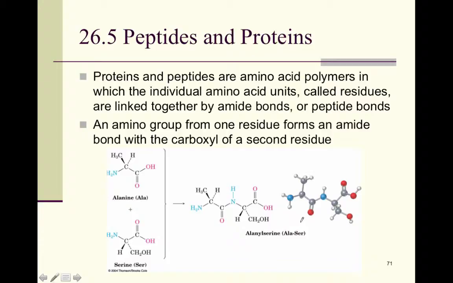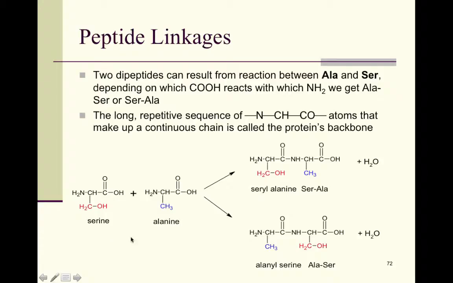So this would be alanine and serine, and that's the order of that. It does make a difference because it would be a different molecule if I had serine first and then alanine. So here we have serine and alanine, where we have alanine first and serine first. These are 2 different peptides.